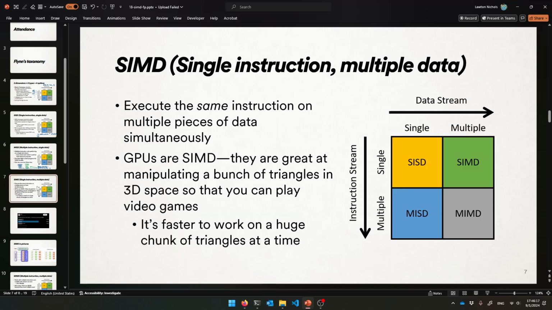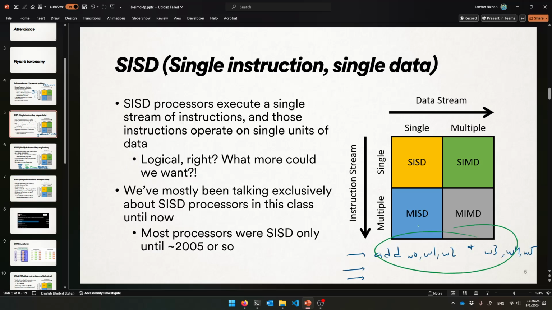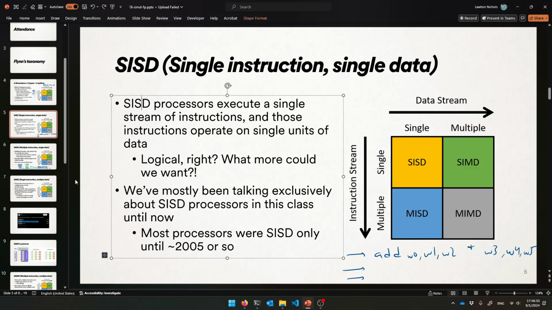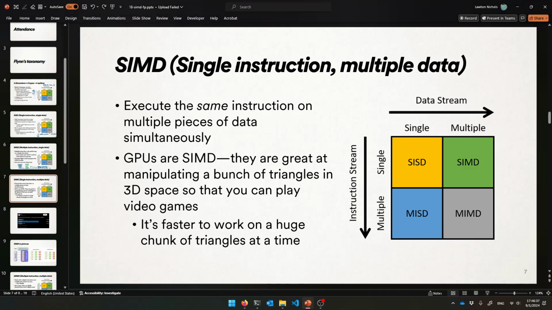All right, and then SIMD is the one that people care about the most. That's the one that is very popular. It's this idea where you're doing the same thing on multiple pieces of data, multiple streams of data, but single instruction streams. SIMD processors are running the same instruction, right? Single instruction stream, so one instruction at a time on multiple pieces of data, multiple streams of data simultaneously.